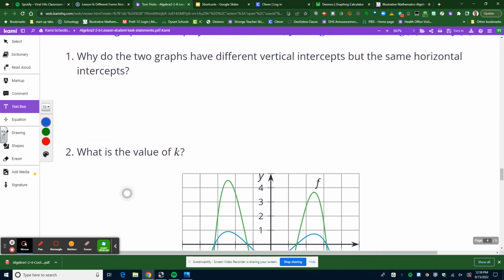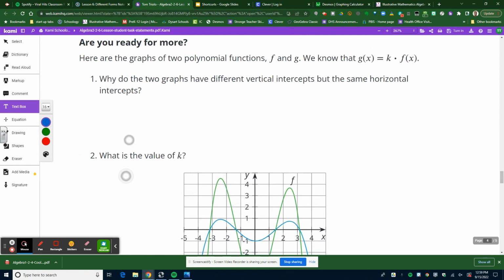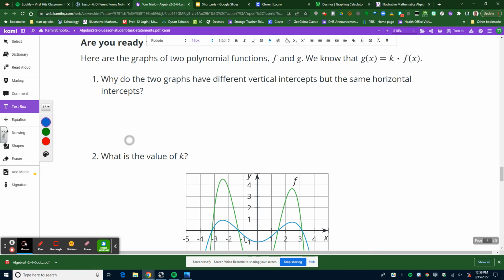So why do these two graphs have different vertical intercepts but the same horizontal intercept? So look at the stuff we just did and then see if you can figure out how you can answer this question. And then what they're saying is, I'm doing something to the green one to make the blue one. Figure out what you have to do. What is the value of k to turn green into blue? So let's first start this one together. We've done a bunch of these already. So why do they have the same horizontal but different vertical intercepts?